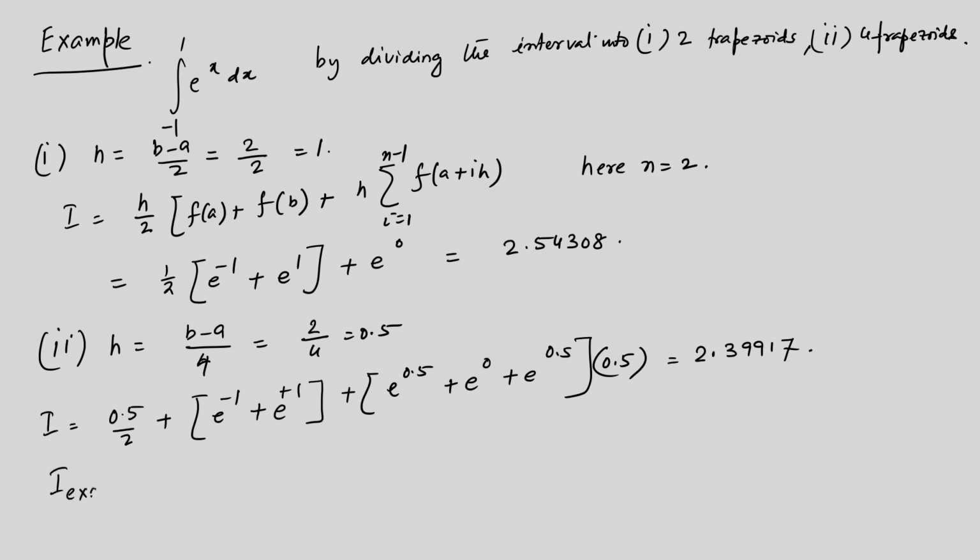Okay. So, if you calculate I exact, this is equal to 2.35040. Okay. So, this is the exact. By 2 intervals we calculated it to be 2.54308, and 4 intervals itself gets us reasonably close. So, n equal to 4 gives a much better estimate.